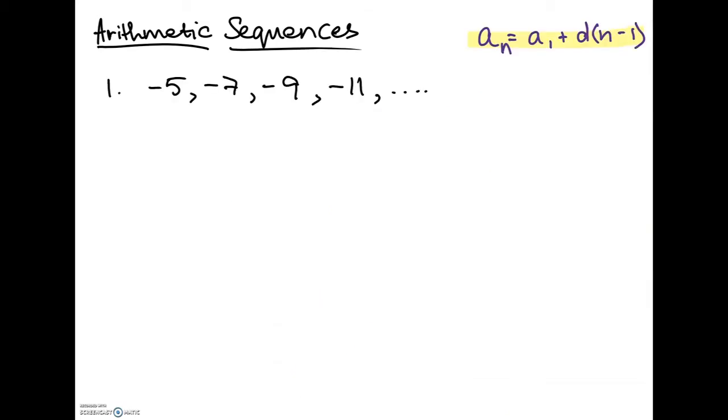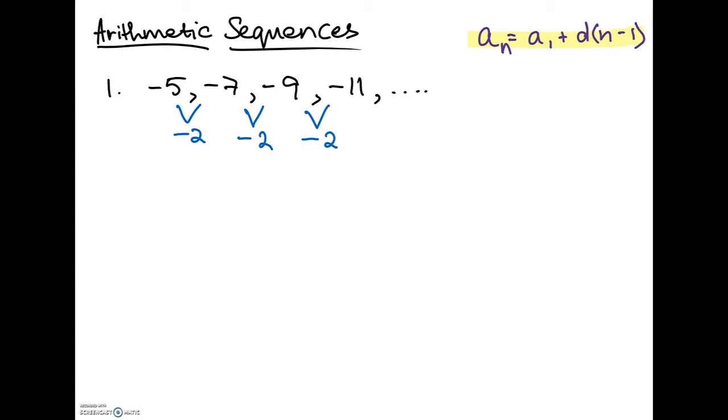So let's look at our first question over here. We have a chain of numbers, -5, -7, -9, -11, and it goes on and so forth. Now, it's a sequence because it's a chain of numbers, and it's arithmetic because, if you can tell, we have a common difference. Why? Because if you add -2 to -5, you get -7. You add -2 to -7, you get -9. Again, the same goes here, -2. So as you can see, we're adding on the same number each and every single time, showing that it's an arithmetic sequence.